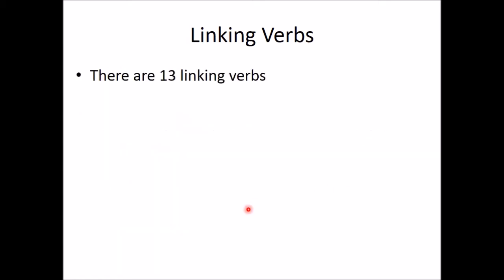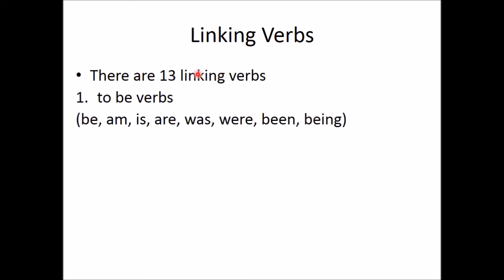So, there are 13 linking verbs, okay? You're going to need to memorize these. The first are the to be verbs. All of these words here, be, am, is, are, was, were, been, being, they're all just different variations of the same verb to be. So if the subject is I, am would be the form of the verb. If it were we, are would be the form of the verb. But these are all different forms of the same verb to be.